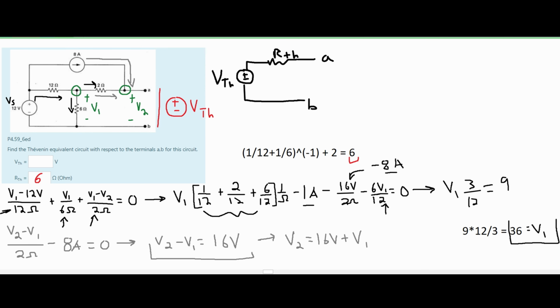However, this is not what we want, because this solves for this right here. But this is not the resistance that's right next to our VTH, or equivalent to our VTH. Our V2 is that. So we need to plug this back in. We are going to have that our V2 is equal to 16 volts plus our V1, which is 36 volts. If we do this, we're going to see that our V2 is equal to 52 volts. And since they are equivalent, we can say that 52 volts is our VTH. That's how you solve this problem.